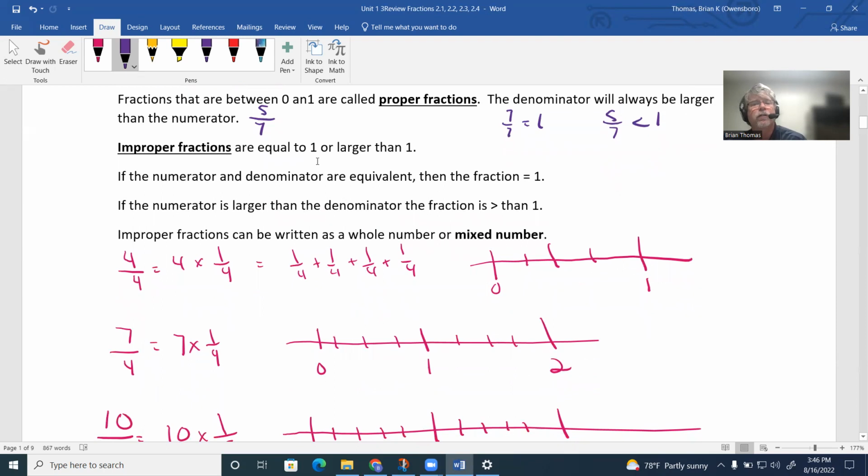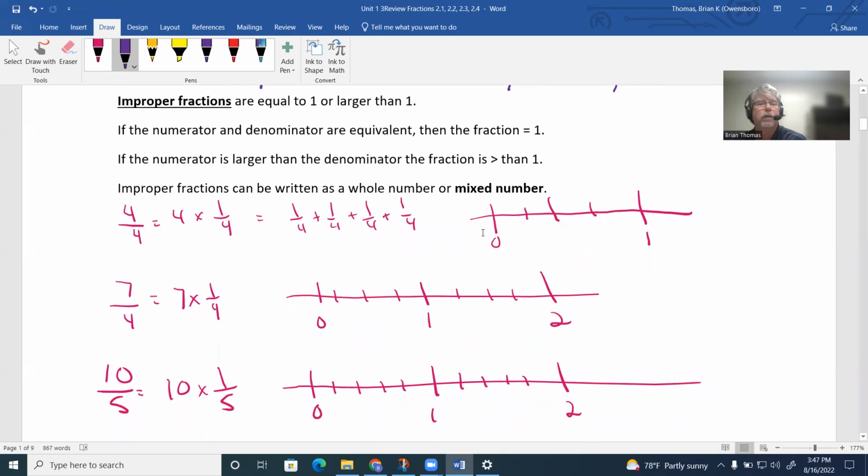Improper fractions is another vocabulary we'll come across. It's going to equal 1 or be larger than 1. If the numerator and denominator are equivalent, we call this fraction equal to 1. If the numerator is larger than the denominator, this fraction is greater than 1. Improper fractions can also be written as what we call a mixed number. We'll talk more about mixed numbers in a little bit.